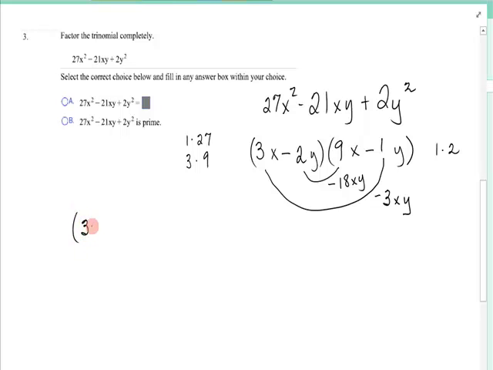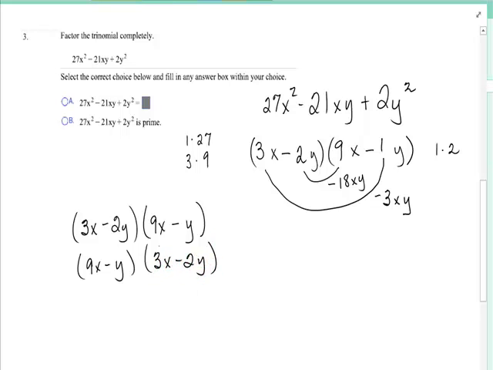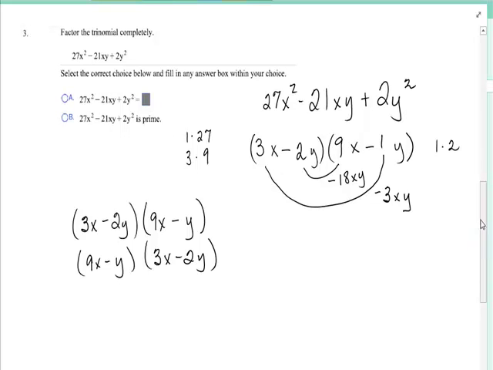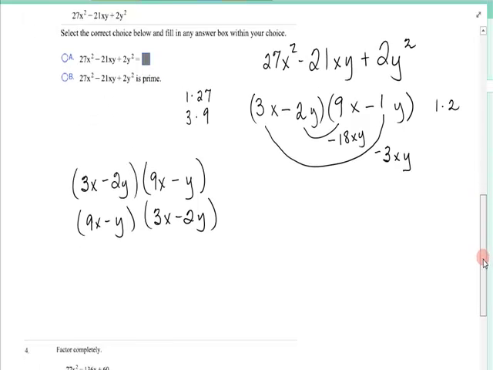Most probably the answer should be written 3x minus 2y times 9x minus y. The order of the factors could change. You could have 9x minus y, 3x minus 2y. But the positions within there should not change because they are set for the outers and inners to work out just right.